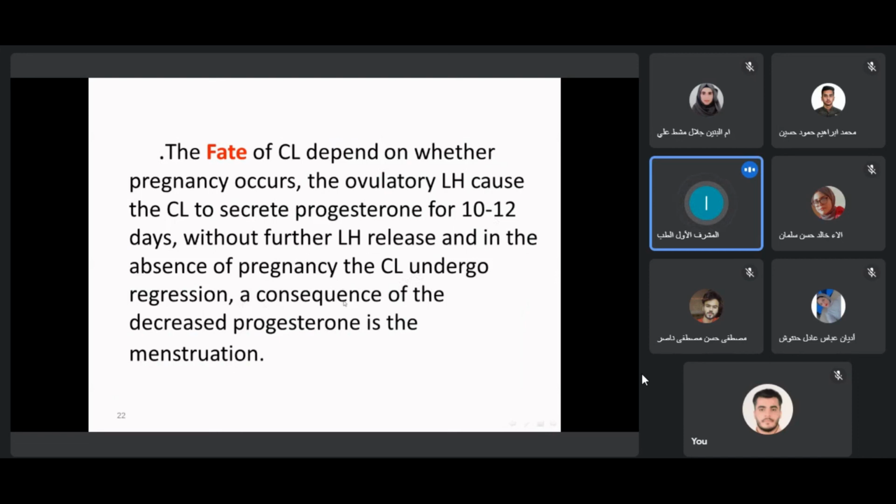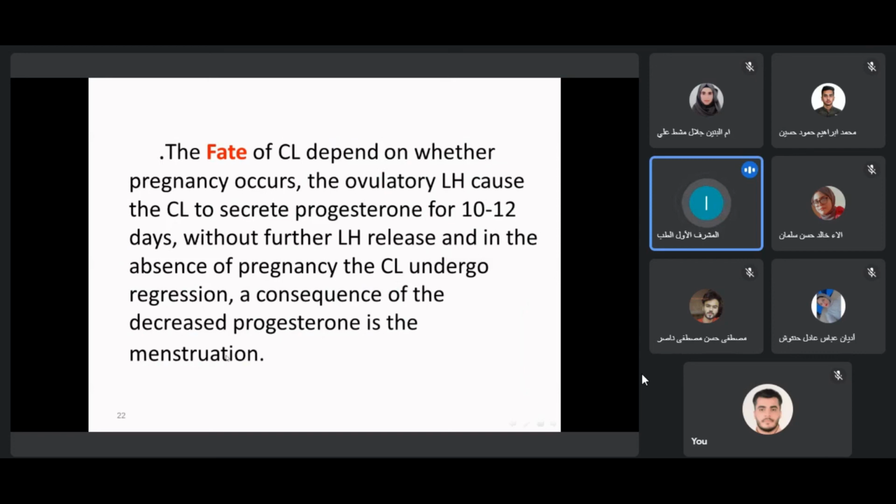Again, regression, as we said, is apoptosis, a process of degeneration. With the regression of the corpus luteum, which is responsible for production of progesterone, there is a drop in the progesterone level, and the drop in the progesterone level will cause shedding of the superficial layer of the lining of the uterus, which is called menstruation.